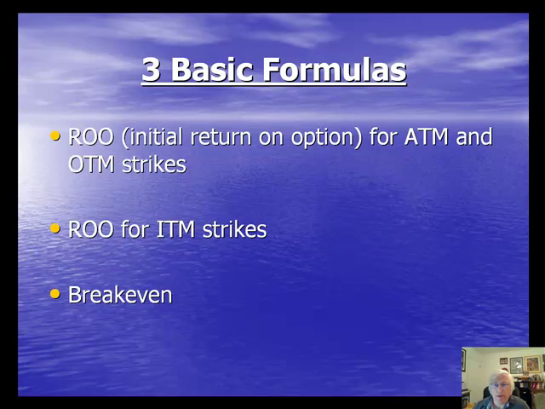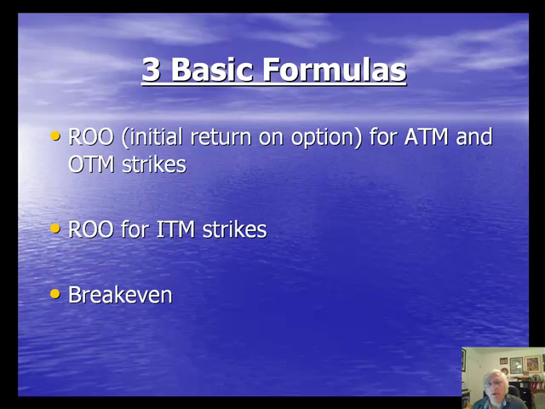So sit back and relax, because I feel that we'll all become better investors if we have at least an understanding as to how these calculations work. Now, the three basic formulas we're going to look at today start with the initial return on the option for at-the-money and out-of-the-money strikes. An example would be for an at-the-money, you buy a stock for $30 and you agree to sell it for $30. For an out-of-the-money strike, you buy a stock for $28 and you agree to sell it for $30. That was our preview example.